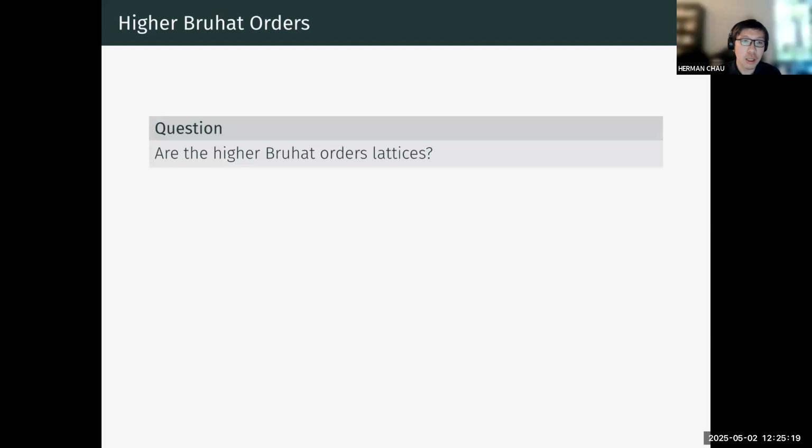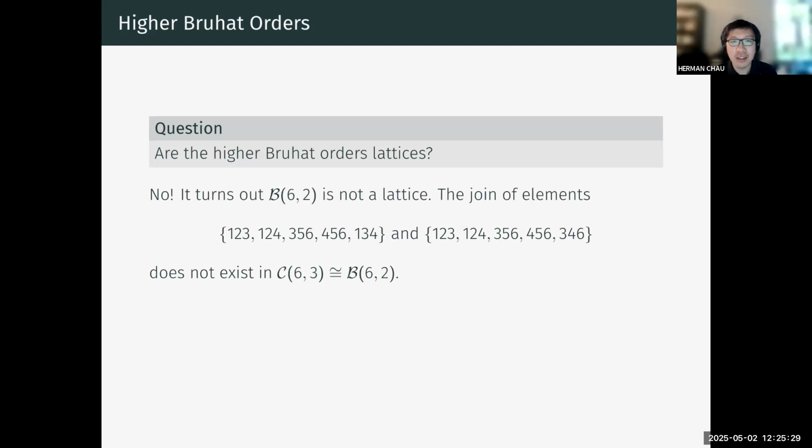So some questions you might ask about partial orders are, what nice properties do they have? For example, are the higher Bruhat orders lattices? It turns out it's not a lattice. In fact, just computationally, you can check at B(6,2). This is the smallest example where it's not a lattice. B(6,2) is already fairly large. I think it's 908 elements. So it's hard to draw out to exactly see that it's not a lattice. But you can computationally check that these two elements turn out to not have a join. There are 2 elements that cover both of them.